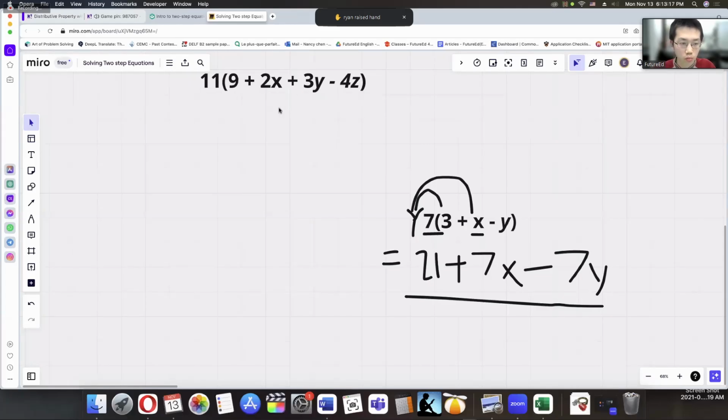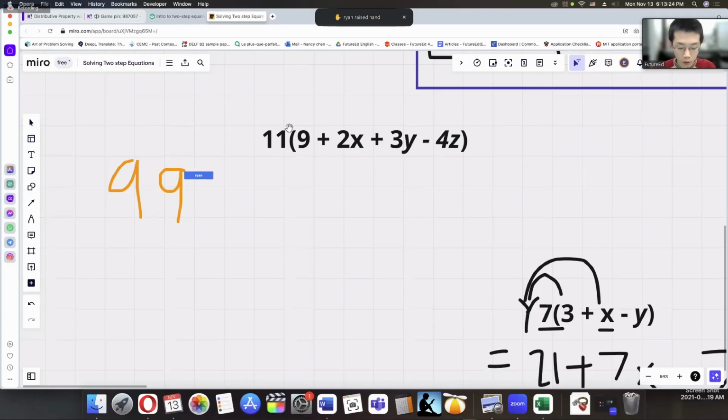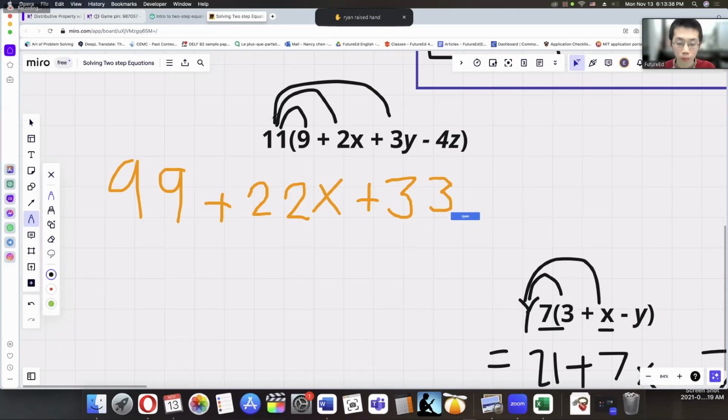distribute this? Yep. So you just do 11 times 9, which is 99. 11 times 2x is positive 22x. 11 times 3y, which is positive 33y. 11 times negative 4z, which is negative 44z. And then can you simplify it anymore?